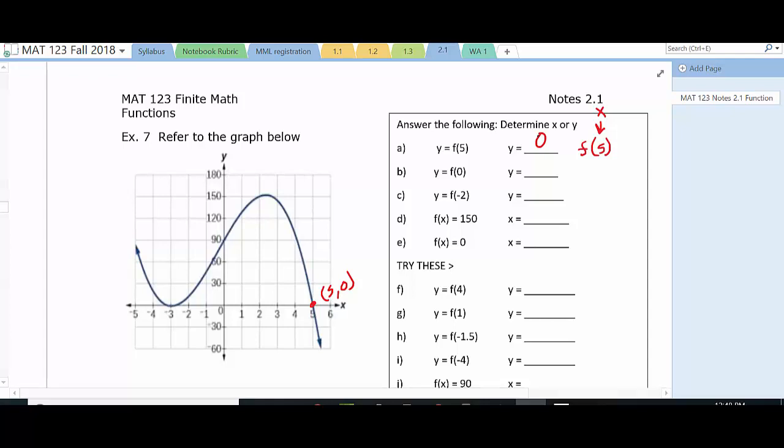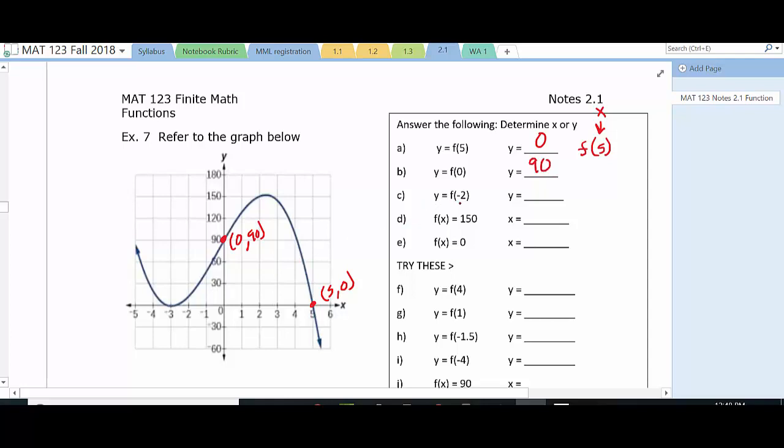Okay. The next one means the same thing. Find the y value when x is 0. So if x is 0, what's the y value of this graph? It's 90. Okay, so you're talking about that one then. This next one is asking about this point. So that's 90.